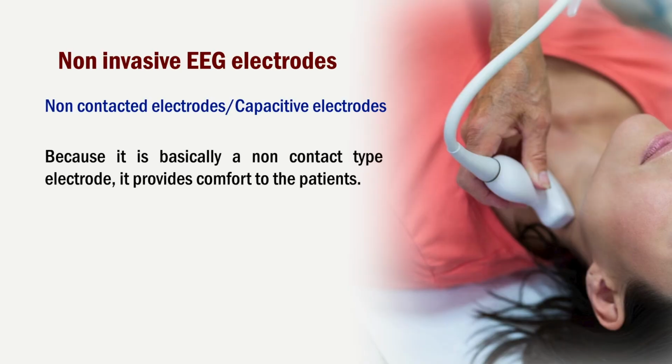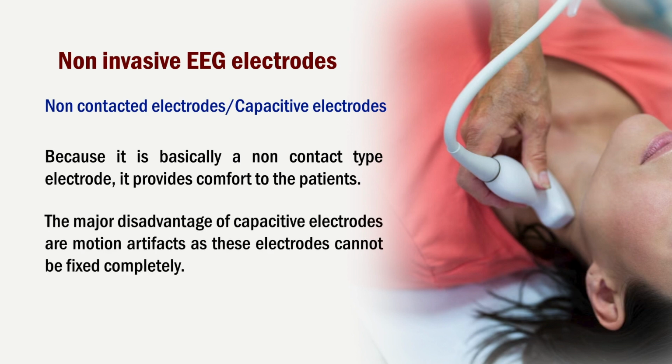It consists of a metal plate made of copper and active circuit elements on a PCB, that is, a printed circuit board. Because it is basically a non-contact type electrode, it provides comfort to the patients. The major disadvantage of capacitive electrodes is motion artifacts, as these electrodes cannot be fixed completely.